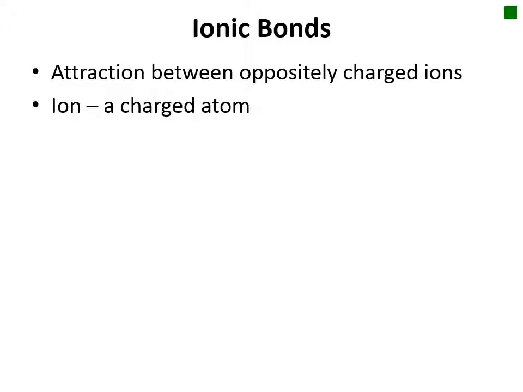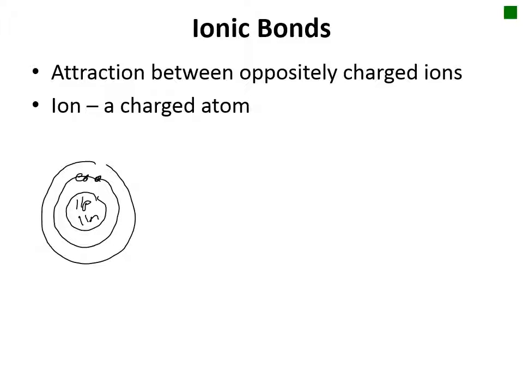An example of a compound held together with an ionic bond is sodium chloride. Sodium atoms have an atomic mass of 11. This means they have 11 protons and 11 neutrons surrounded by 11 electrons. 2 in the first shell, 8 in the second shell, leaving 1 final electron in the third electron shell.